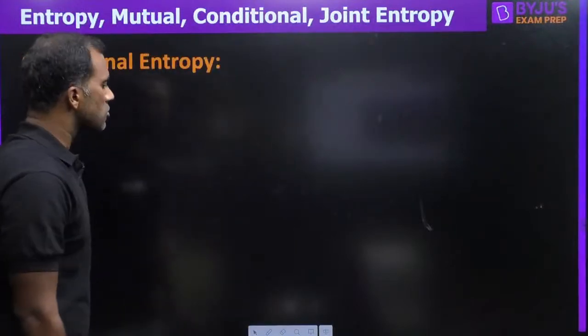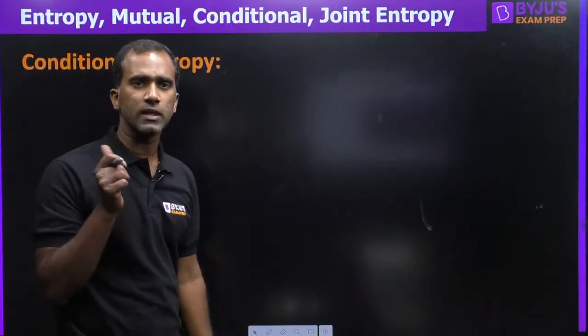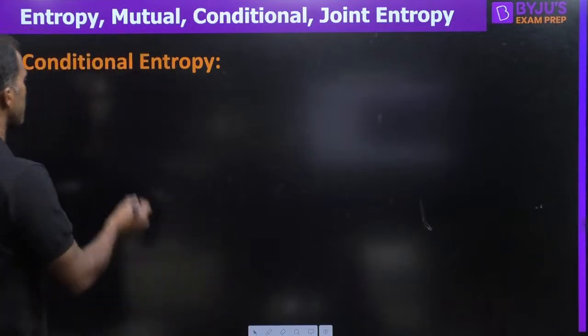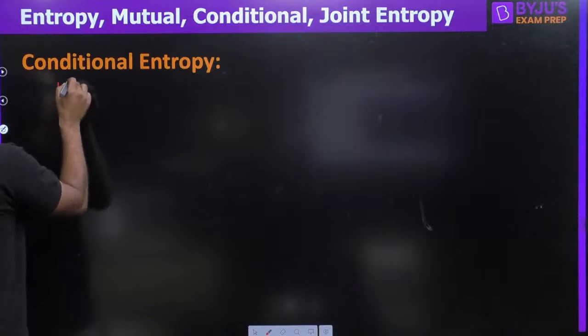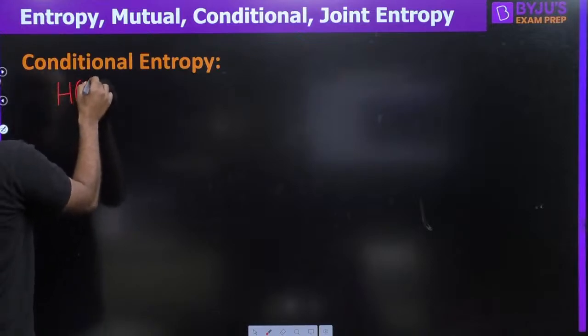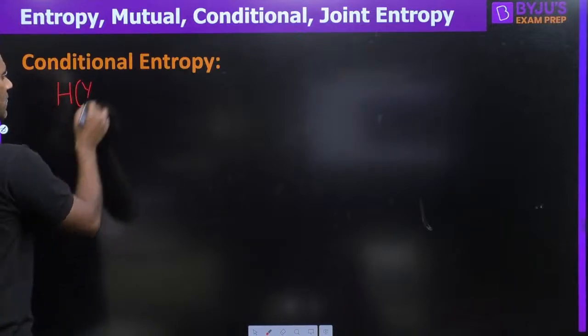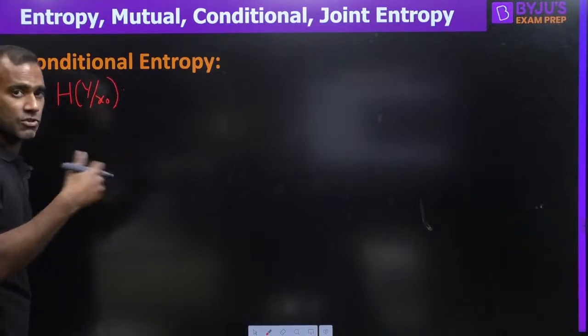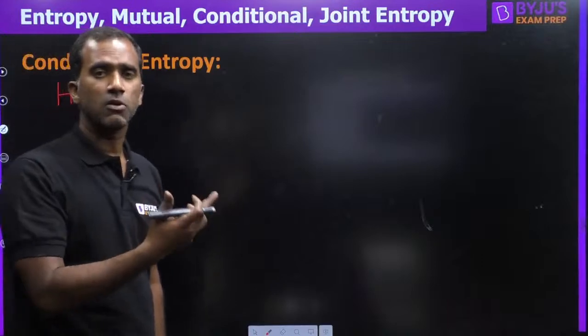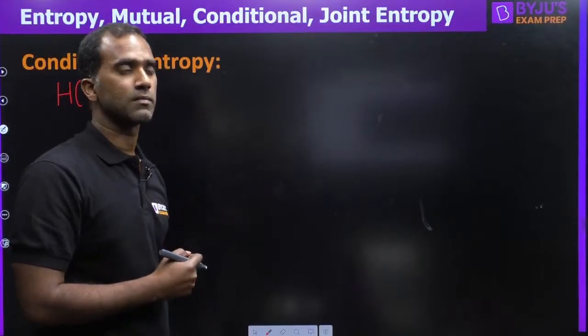Right. Now let us talk about conditional entropy. This is a little tricky. You have to focus well. H of y, the entropy in the output y, given x naught is transmitted. If x naught is transmitted, the possible outputs are y naught or y1.